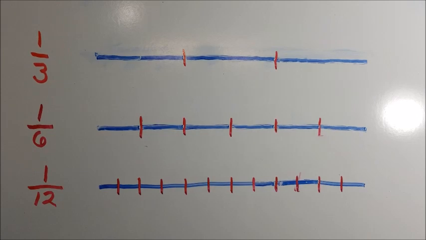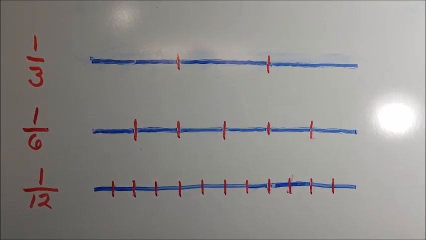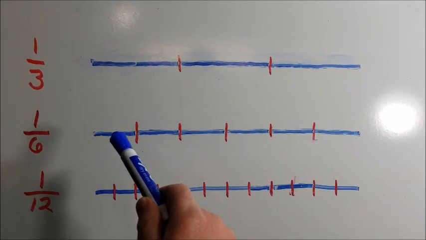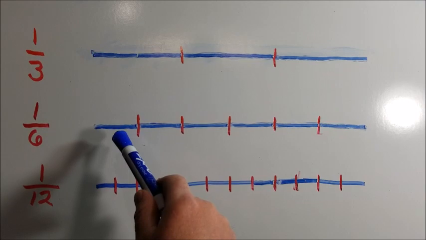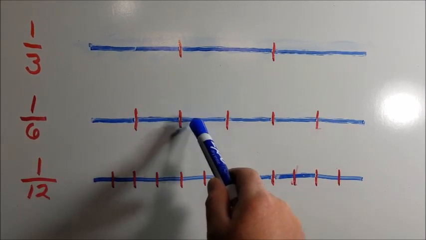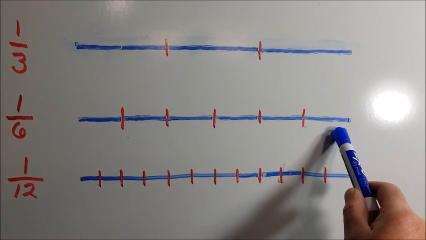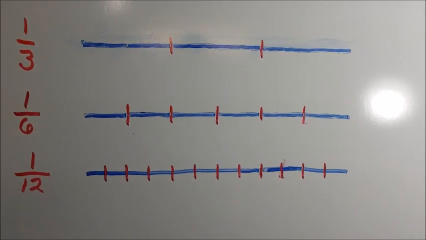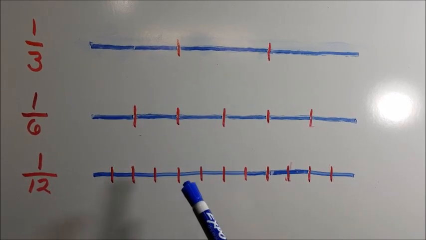If we were asked to make a unit fraction of 1/6, we would make our whole line into 6 pieces, 6 equal pieces. 1, 2, 3, 4, 5, 6. And the same thing for twelfths. We would make 12 equal pieces.